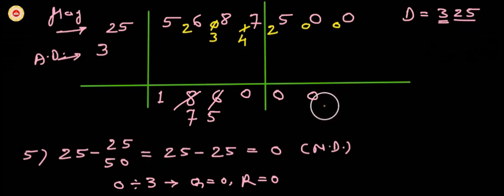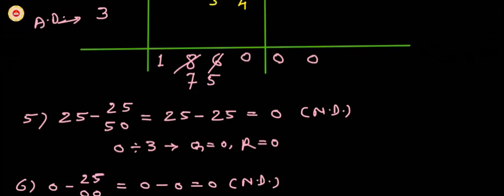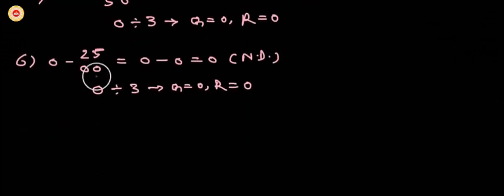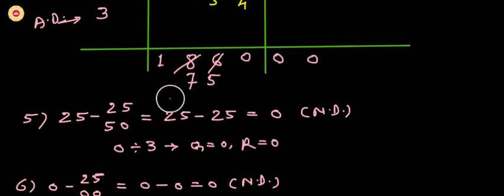So let us stop the division process and write the final answer. Final answer is, see, let me write the final answer. Quotient is 175000.